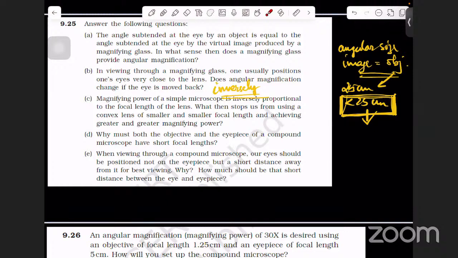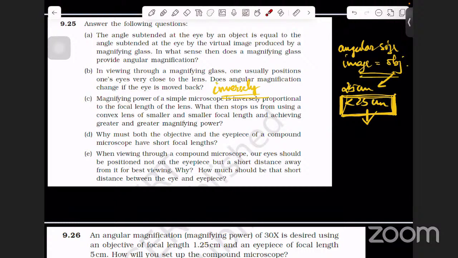But the angular magnification is independent of the image distance. It doesn't depend on where the image is formed. It depends on where the eye and the magnifying glass are kept.